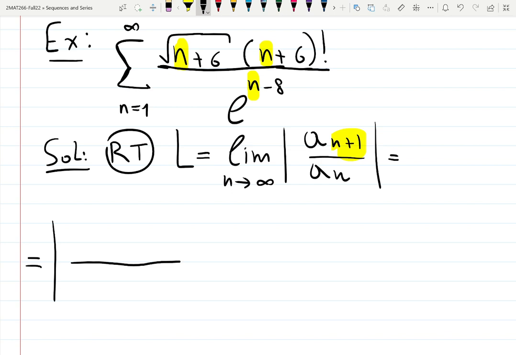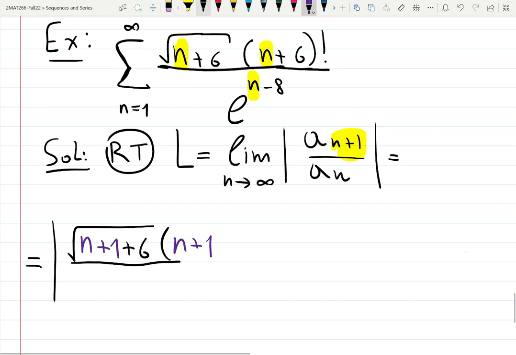Copy, paste. So let me color code it. N plus 1. I would already write down n plus 7 right away, but okay. N plus 1, or again, n plus 7 total factorial over e to the n plus 1 minus 8, n plus 1 minus 8.